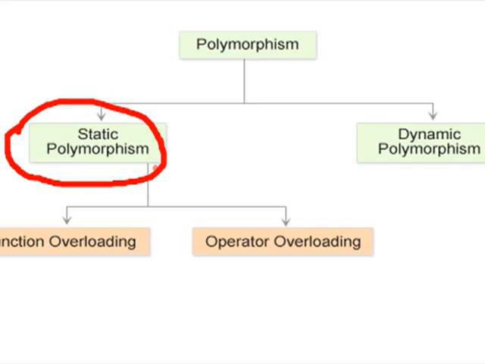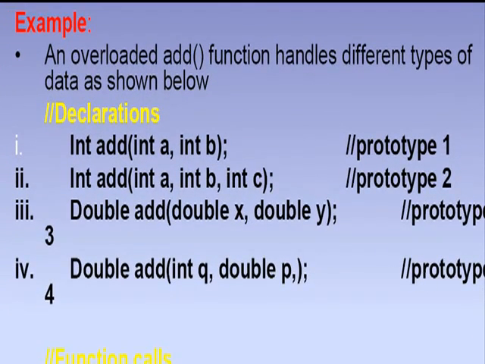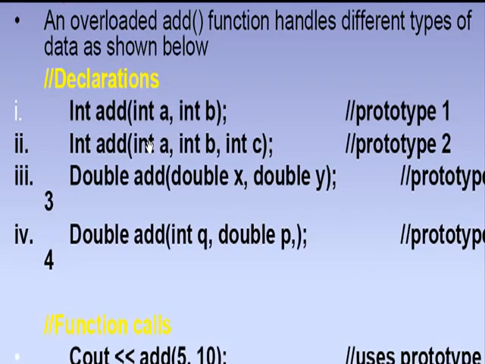What does that mean? For example, we have function overloading. You should know what function overloading is. Okay, here I got my better example of function overloading. So here we have the add function, which is overloaded, and it handles different types of data. Now if you can look here, this is the add function, again the add function, again the add, again the add: same name, add, four different functions.